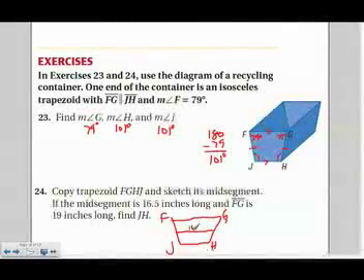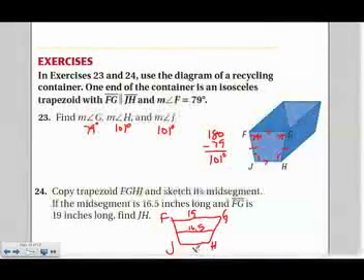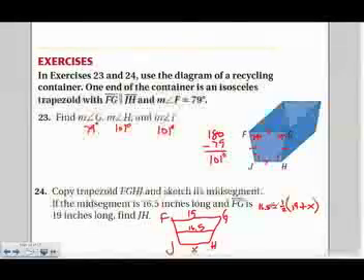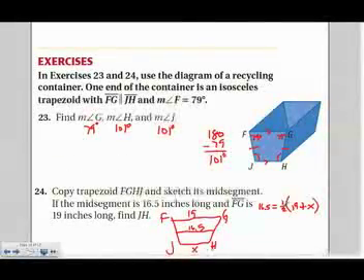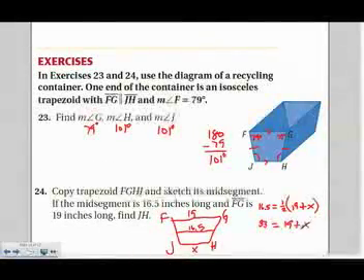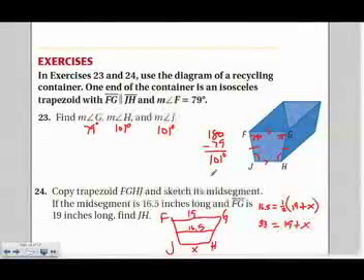If the midsegment is 16.5 and FG is 19, we have to find JH. Let's call it X for a second. Now, 16.5 has to equal the average of the other segments, which is 19 plus X over 2. To solve this algebraically, let's first multiply by 2. 16.5 times 2 is 32 plus 1, because 0.5 times 2 is 1. 32 plus 1 is 33. So X plus 19 is equal to 33, so let's subtract 19 from both sides. 33 minus 19, X is equal to 14.